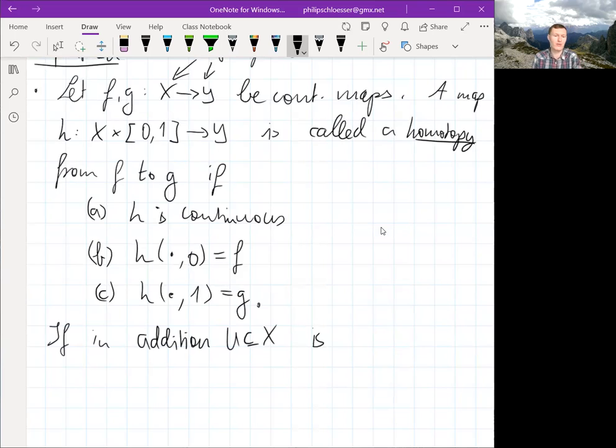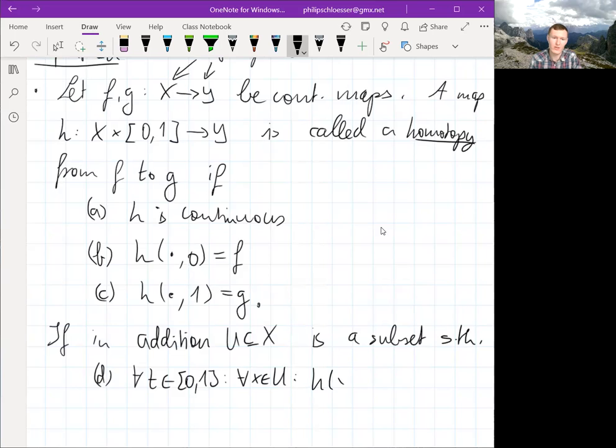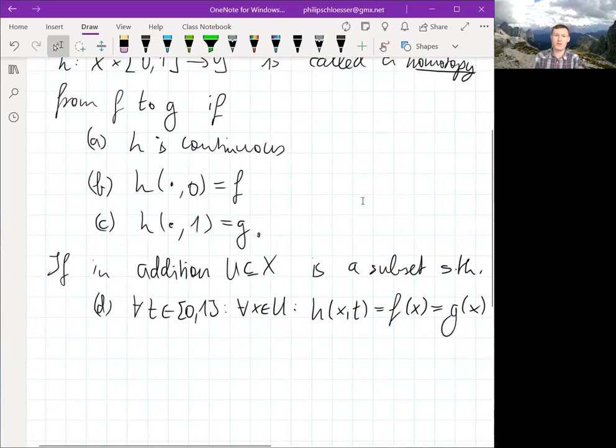So if we have a subset U of X, and on this subset our map stays constant. So for all t in that unit interval, and for all x in that subset, we have that h of x and t is equal to f of x and also equal to g of x, logically. Then we say that this is not only a homotopy, but a homotopy relative to U.